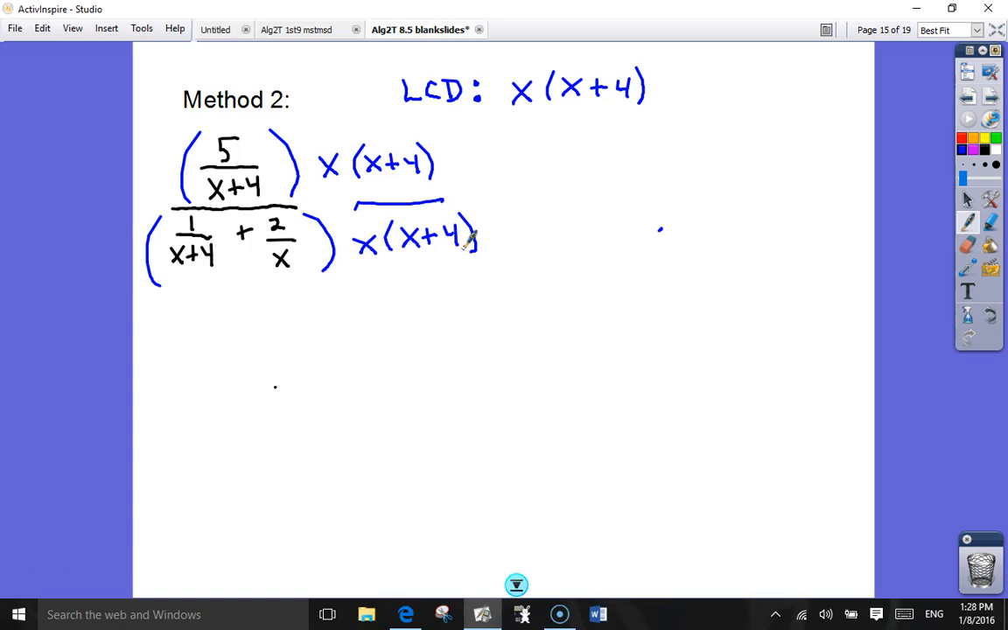Now I'm going to multiply. In this case, it's just one term, but if I multiply 5 over x plus 4 times x plus 4, what cancels? Yeah, the x plus 4s are going to cancel, and I'll get my 5x, which I know is in the final answer. Now, here I'm going to have to distribute. It'll be this times this, in which case the x plus 4 will cancel. And then it's going to be this times this, in which case the x's are going to cancel. So it'll clear all the denominators of the inner fractions by doing this.